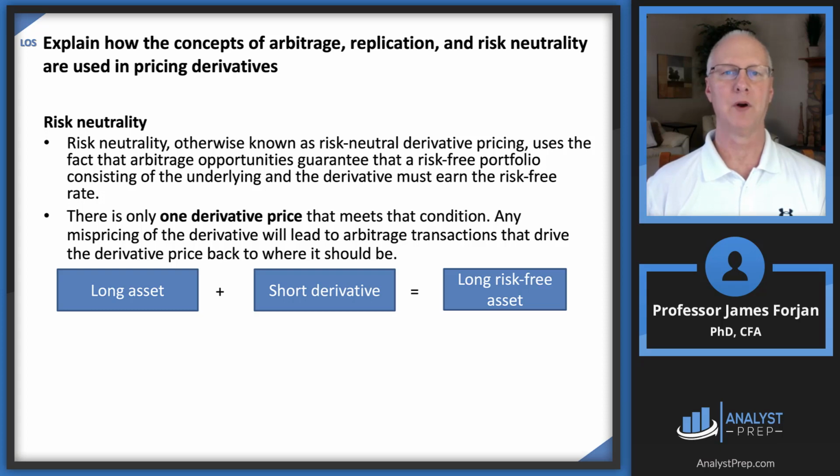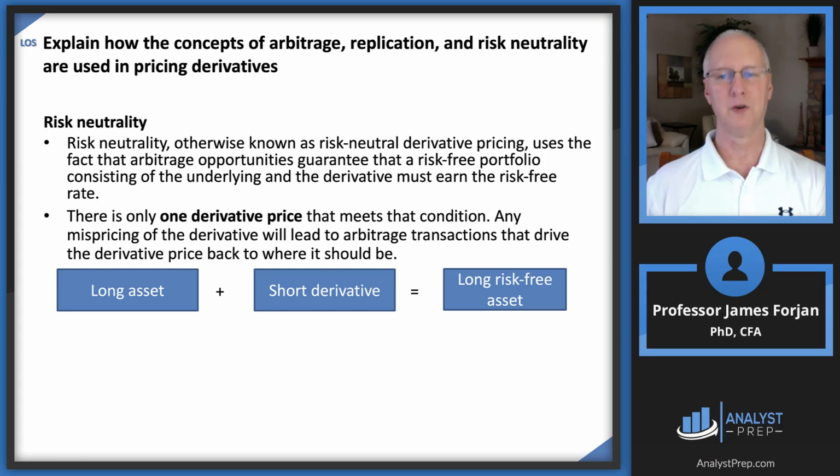All right, how about the last part of this LOS, risk neutrality? So risk neutrality is somewhere in the middle, right? You have those investors who are risk seekers over here, and then you have those investors who are risk averters over here. And risk neutral investors are just individuals who are neutral towards risk, which means that their entire focus is on compensation or the required return.